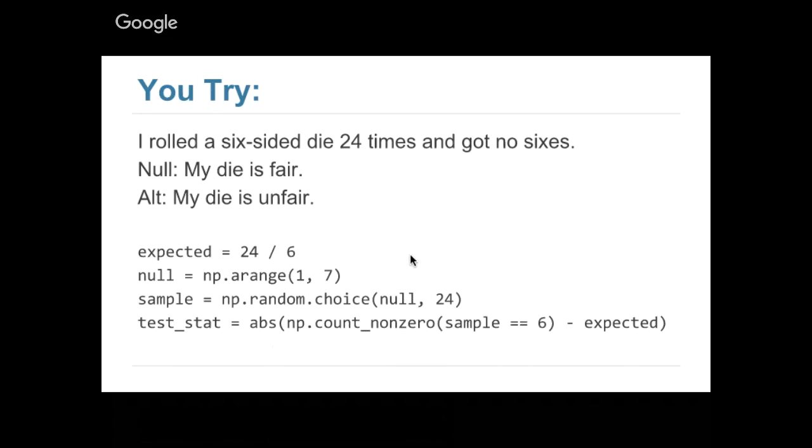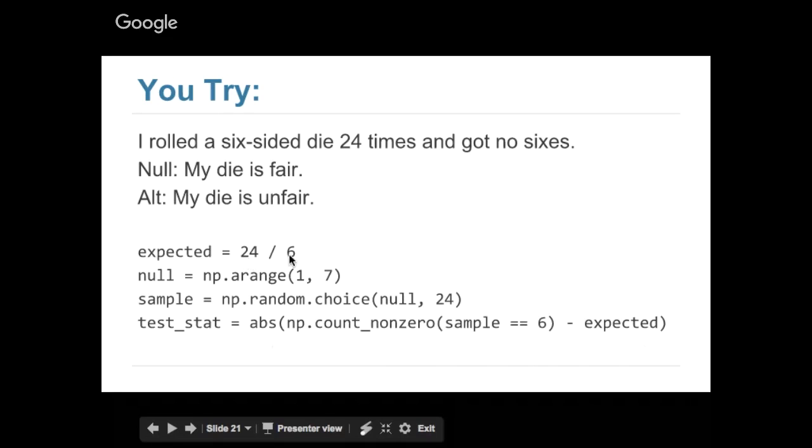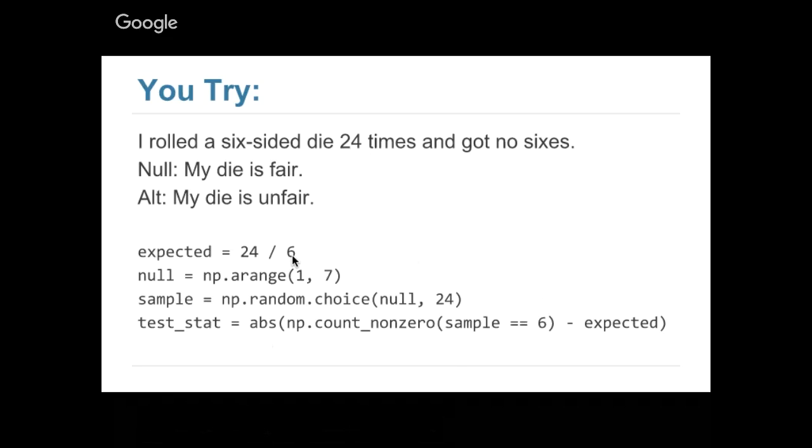Amanda? Yeah, so why is my expected 24 divided by 6? It's because if I roll a die 6 times, I expect about 1 6. But 12 times, I expect about 2 6s. 24 times, about 4 6s. Yeah. One last question?